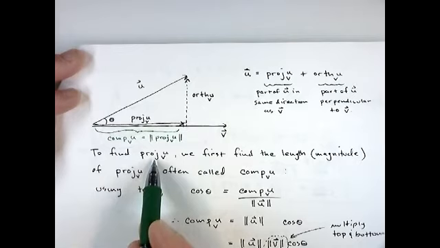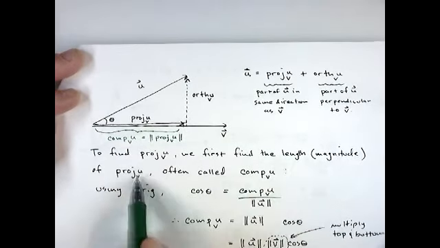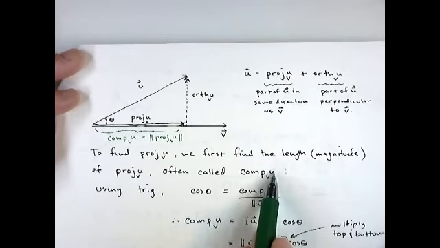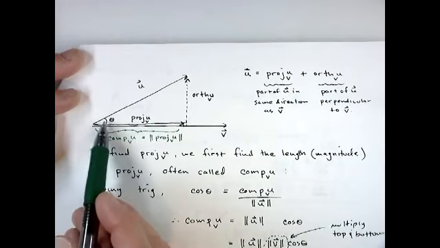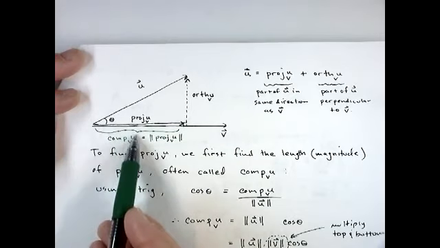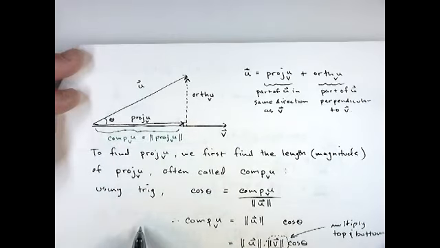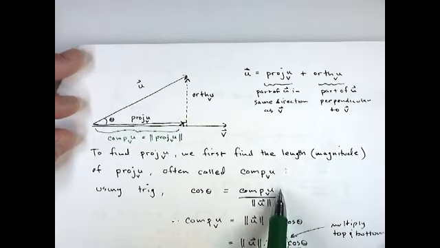Okay, to find the projection of u onto v, we're going to first find the length, which is called the component, comp is short for component, of u onto v. That's the length of the projection. So using plain old trig, this length would be the adjacent side, and the hypotenuse is the magnitude of u. So the cosine of theta would be the component of u onto v over the magnitude of u, adjacent over hypotenuse.